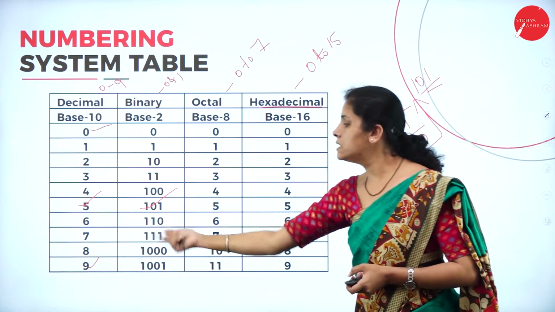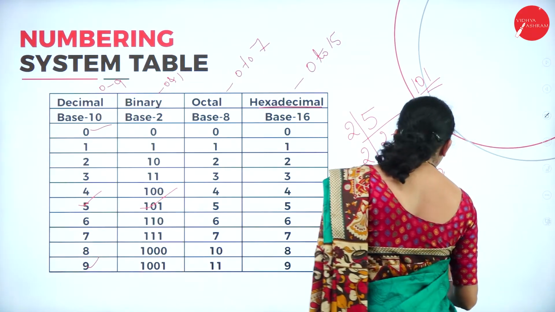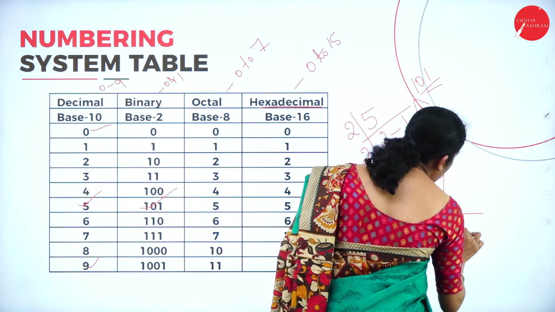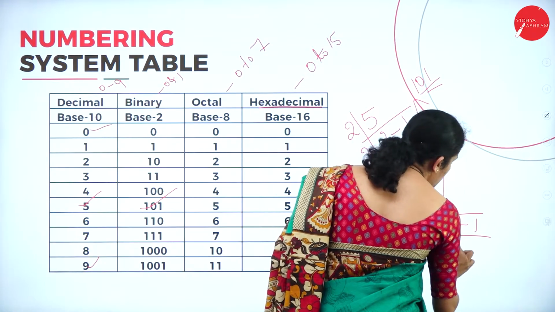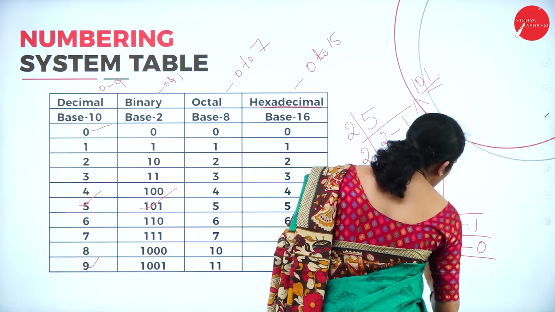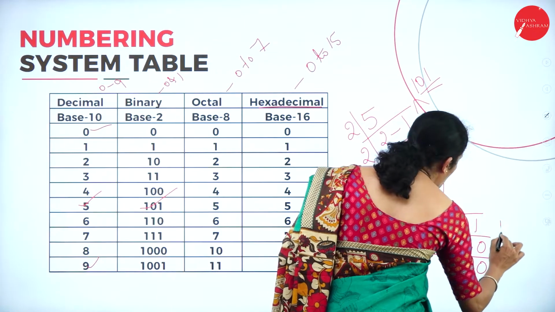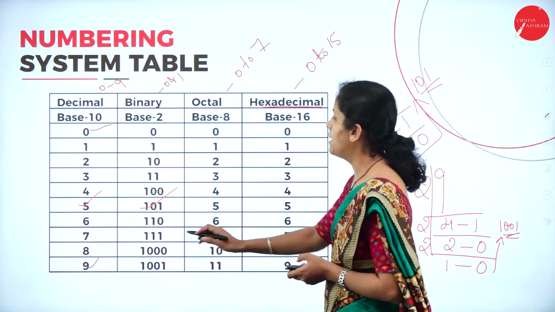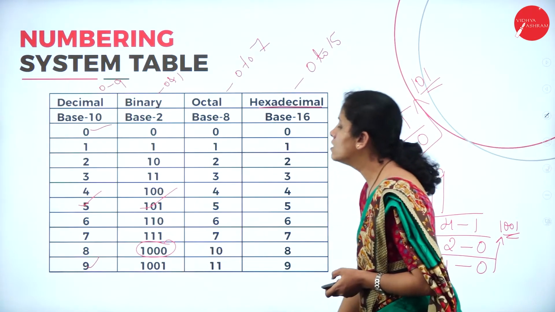And if I consider 9, same thing. Write the number and divide that number by 2. 2 4s are 8, 1 remainder. 2 2s are 4, 0 remainder. 2 1s are 2 and 0. So how to write? 1 0 0 1. So here I'm having 1 0 0 1.